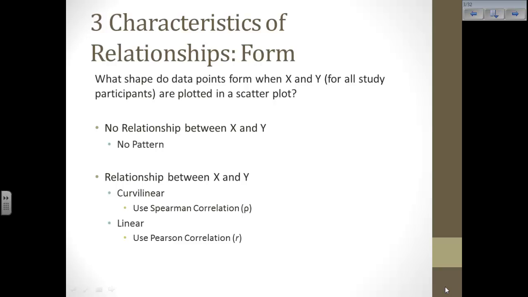What we're really going to focus on in this lecture are linear relationships. So when there is a consistent increase or decrease in y for all the increases or decreases in x across all the participants in your study. And we're also going to be focusing on the Pearson correlation, or the abbreviation for the Pearson correlation is r.